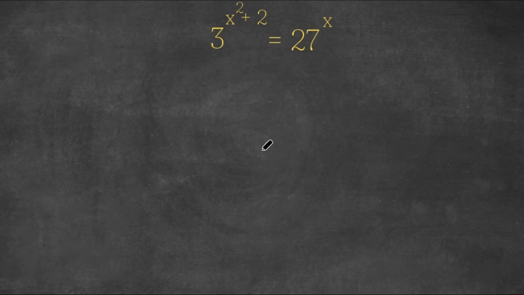To Click Academics. In today's video, I'm going to be teaching you guys how to solve this exponential equation. So we have 3 to the power of x squared plus 2 equals 27 to the power of x.